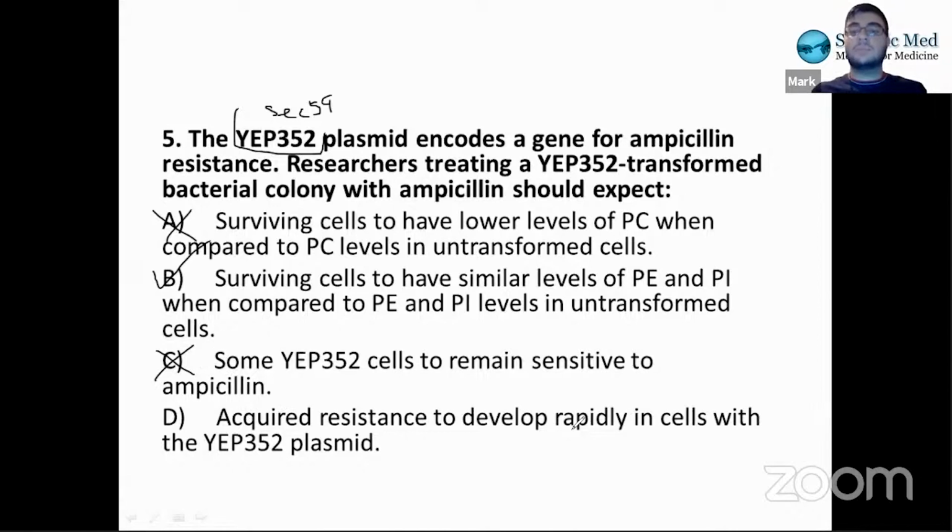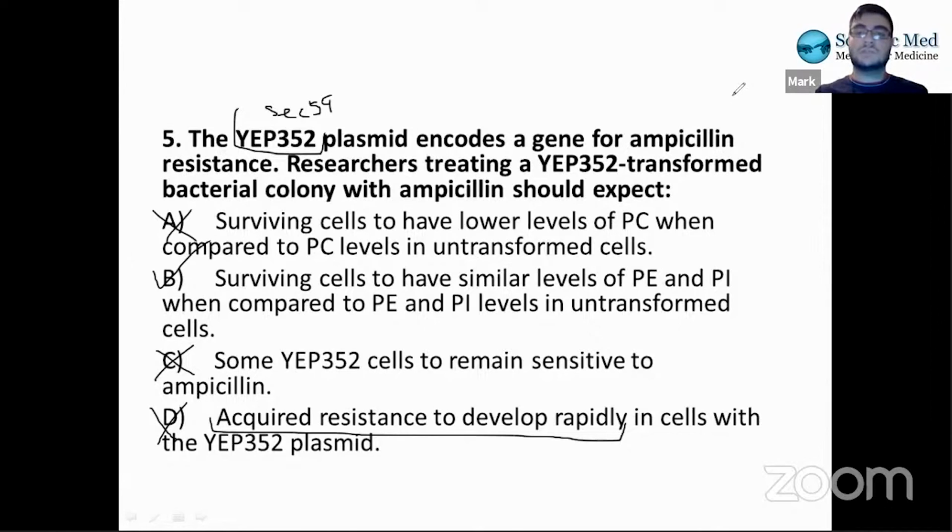Acquired resistance to develop rapidly in cells with the YEP plasmid. This is kind of a weird way to say it. Acquired resistance to develop rapidly. It's not really how it works. Either the genes have the resistance, which in this case they do, and the cells either have the resistance encoded by the gene, or they don't. And the ones that died didn't, and the ones that lived did. So it'd be D. So D wouldn't be the right answer. And like I mentioned, B is the right answer, right?